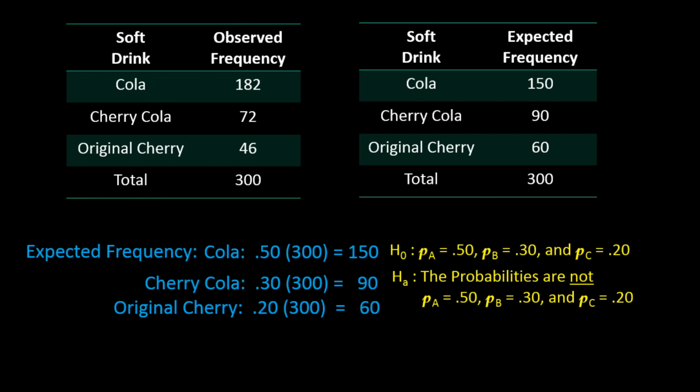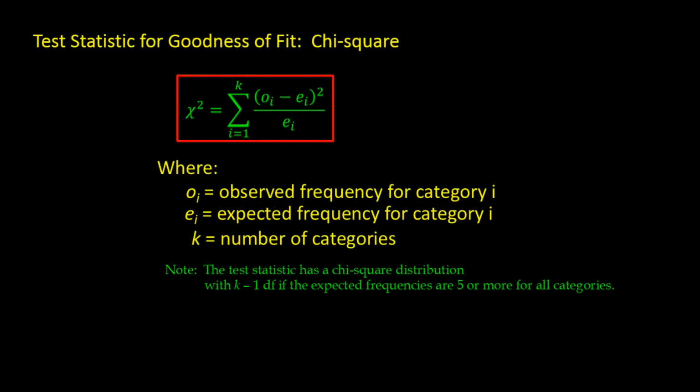We have already stated our null and alternative hypotheses. Our next step in hypothesis testing, whether we use the critical value approach or the p-value approach, is to calculate a test statistic. The test statistic for this type of goodness of fit problem is called a chi-square statistic, and it looks like this. In the red box, you can see the formula we will be using.